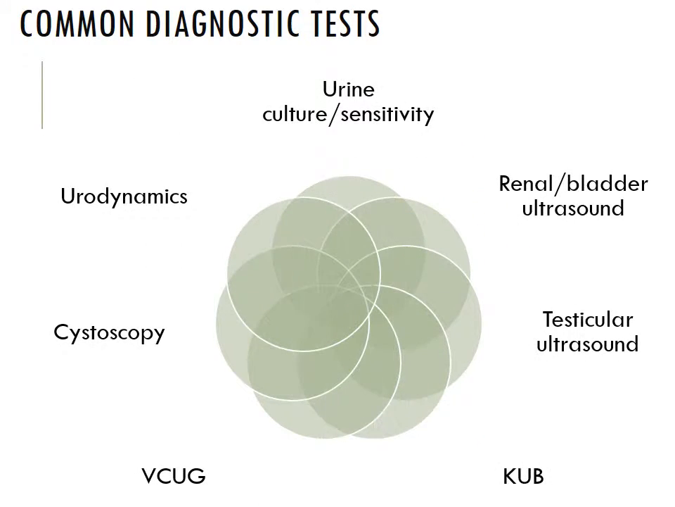So, common diagnostic tests. Look at Table 44-1, page 1396 to 1399. Radiologic and other tests of urinary system functions. Make sure to note comments and nursing responsibilities. So we have the urine culture sensitivity, the renal bladder ultrasound, the testicular ultrasound, a KUB, a VCUG, a cystoscopy, and a urodynamics.